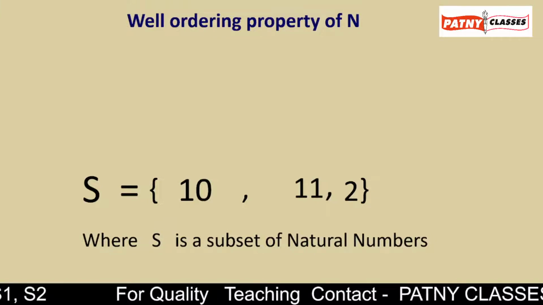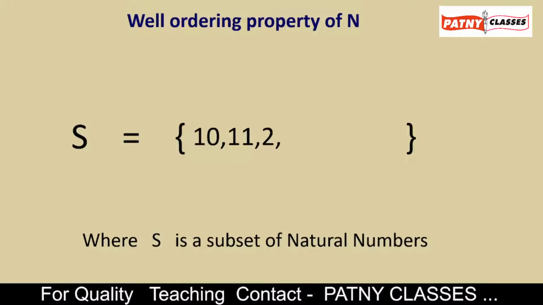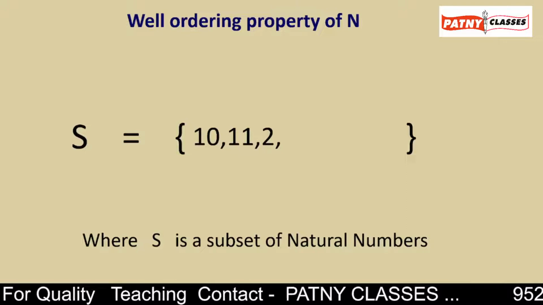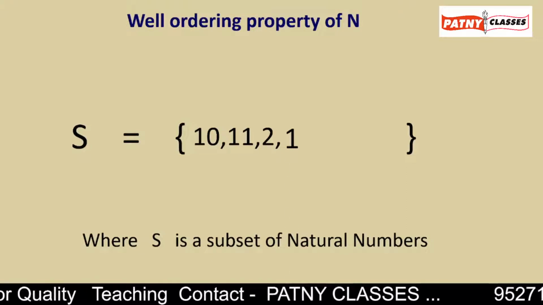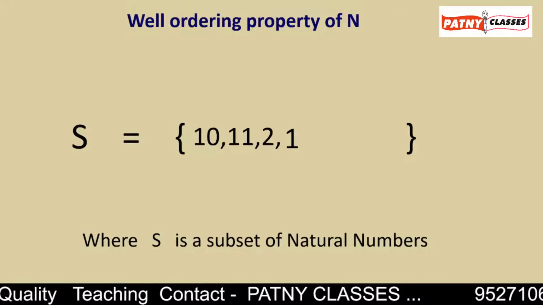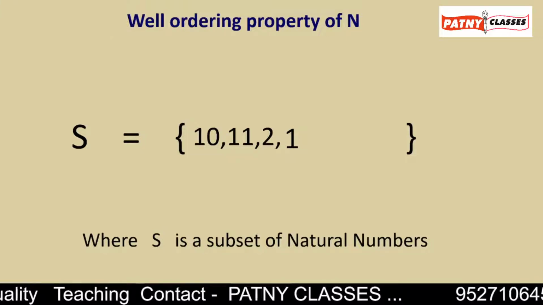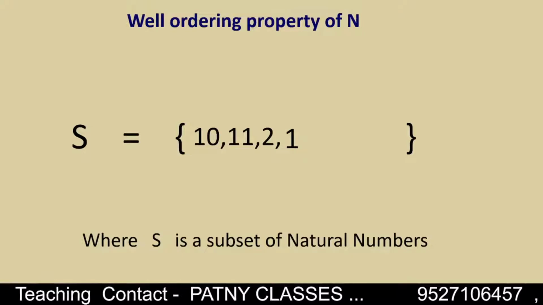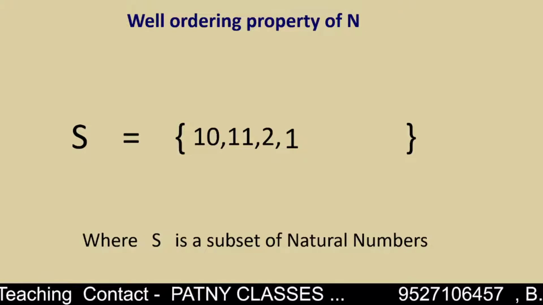Now we bring another natural number 1 to this set. Now there are 4 elements in the set and 1 is the smallest element. That implies even this set has a least element, and the least element of this set is 1.